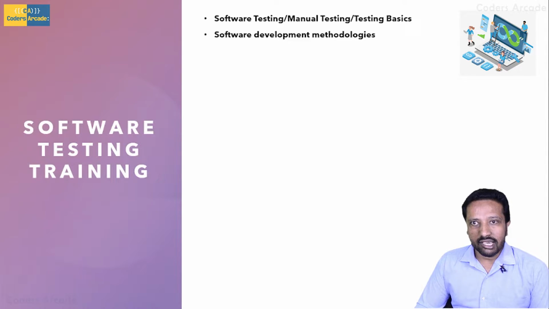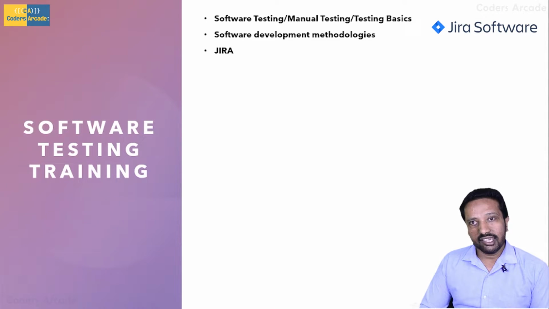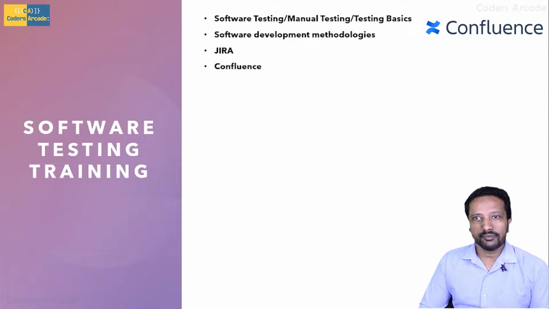Then after learning about the software development methodologies, we will be moving on to JIRA, which is a project management tool. Whatever test cases you have written manually, you can update them in JIRA. So we will be learning about the risk factors like high, low, and the priority levels of all your test cases. Then we will be moving on to Confluence. It is a document repository where you can keep all the documentations that you require while building a project.